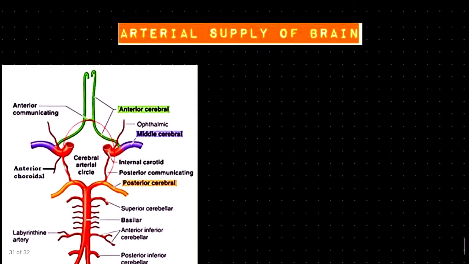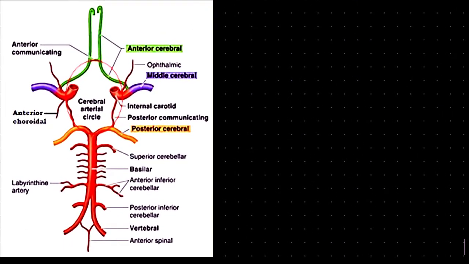It is mainly contributed by two main arteries. What are the two main arteries? The first one is our internal carotid artery. You can see right here, the internal carotid artery. It is performing its role anteriorly, and another is our vertebral artery, which is contributing posteriorly. These are the two main contributors. Now let's begin our discussion from here.